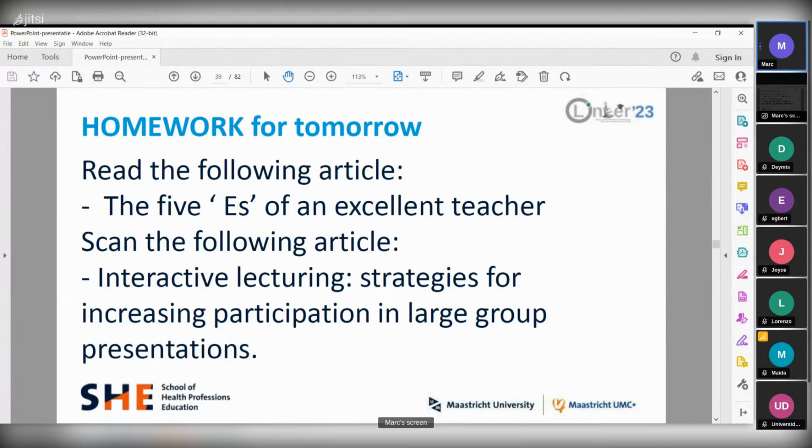The second one is about interactive lecturing. I've told you today that with a lecture, you remember the least amount of information. But we use a lot of lecturing during our classes and education. This article will give ideas to make it more interactive, which helps again with the retention of information for your students. Please only scan it because it's quite long, and you can use it later and go deeper.